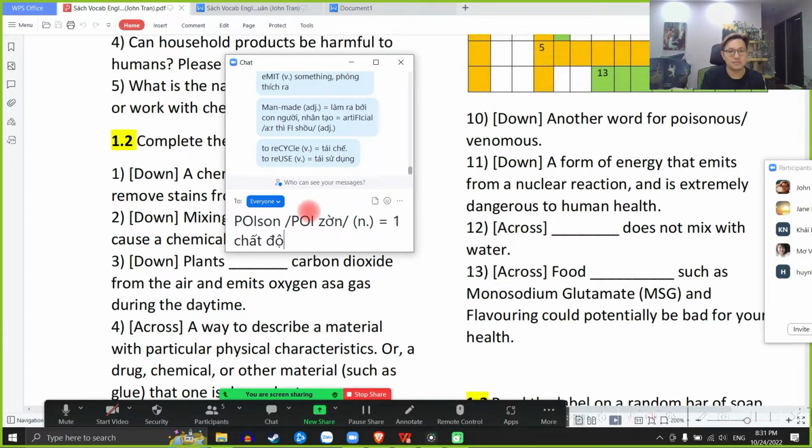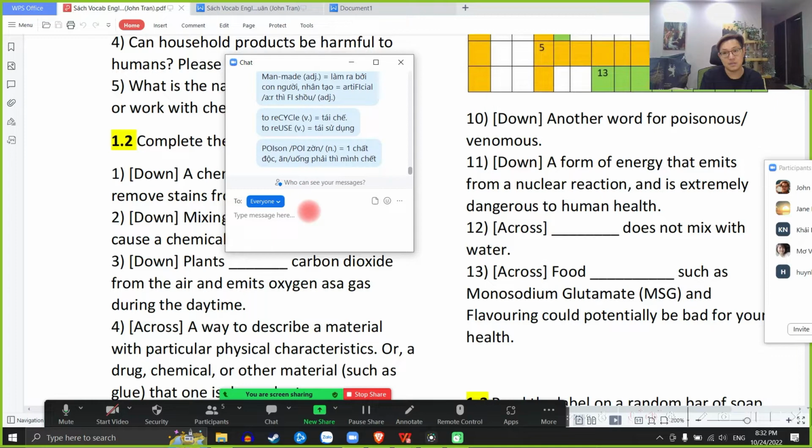Một chất độc. Ăn hoặc uống phải thì mình chết. So it's a poison. It's something that you drink it, you die. So a venom, it's một độc chất từ một loài tấn công, nếu bị nó cắn phải thì độc chất đó sẽ phát vào cơ thể nạn nhân.